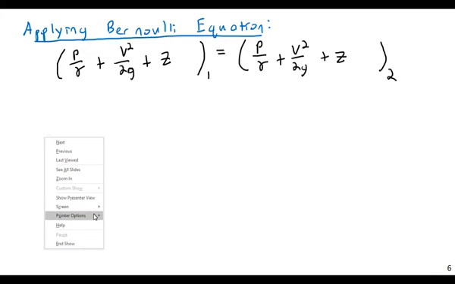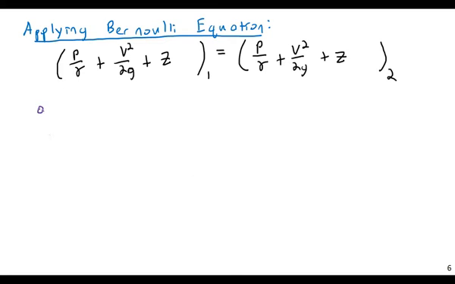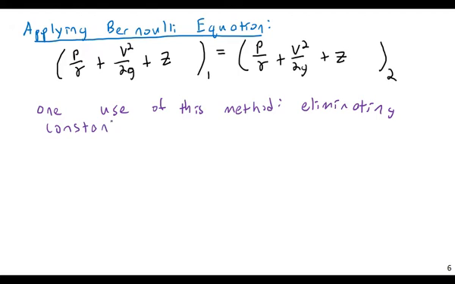Now, the advantage of doing it this way, or at least one place where it would be useful, is one use of this method: eliminating constant quantities.